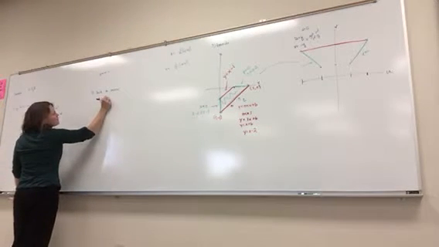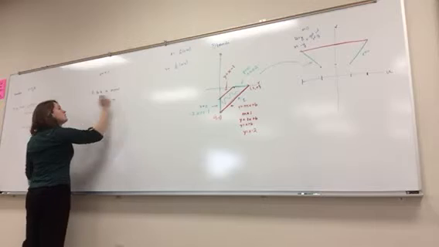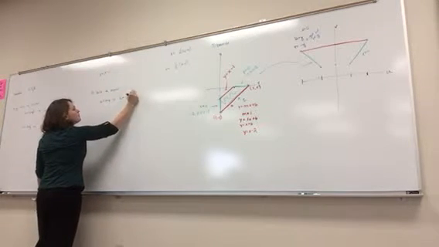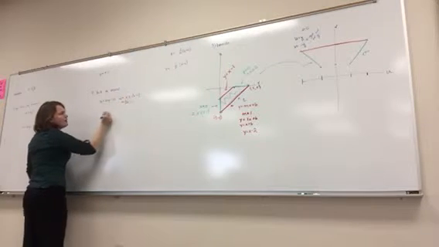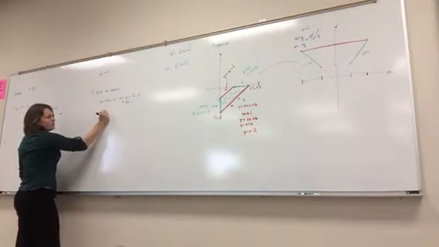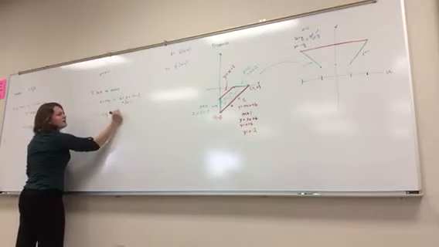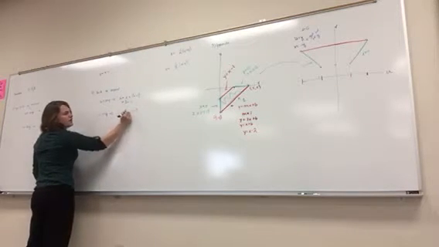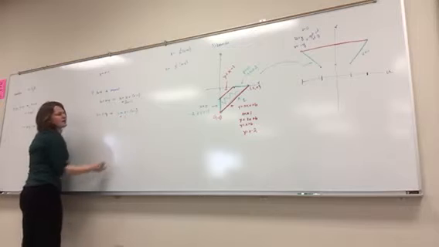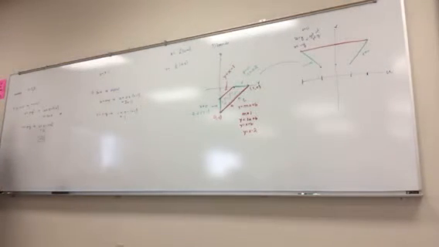U equals x plus y. I'm going to go ahead and sub in. U equals x plus x minus 1. U equals 2x minus 1. V equals x minus y. Like my x's are going to cancel out, I'm going to get 1. I did it pretty fast.